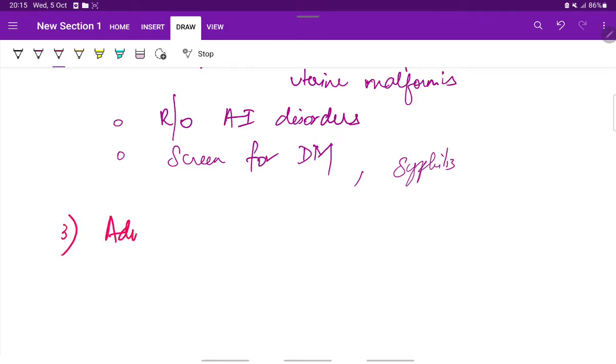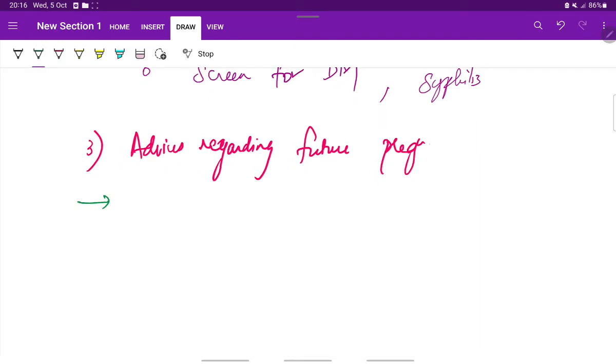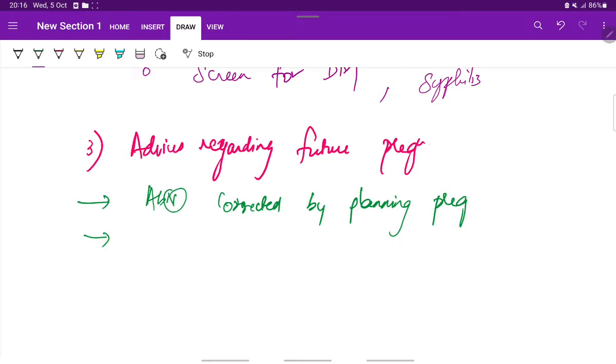Then the third point would be, we will give certain advice regarding future pregnancies. For future pregnancies, any abnormality if present should be corrected before planning for pregnancy. And the female should report to the specialist as soon as the pregnancy is confirmed, because they can require treatment in conditions where there are autoimmune diseases like antiphospholipid syndrome, or if the patient has diabetes, they should be diagnosed and treated earlier.